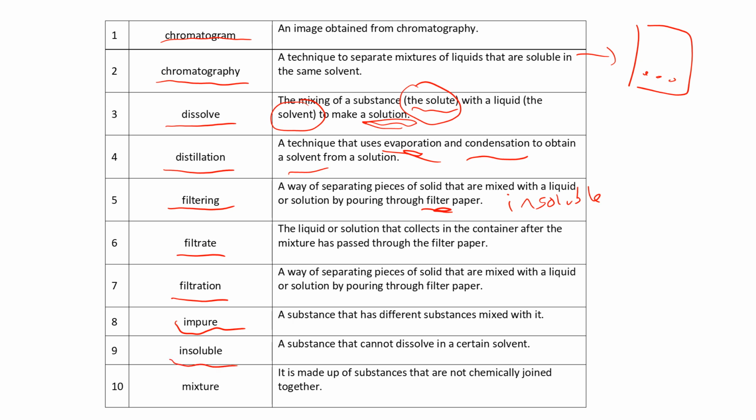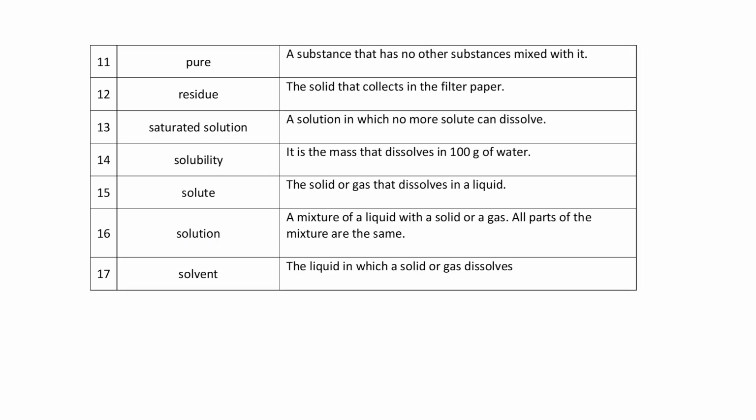It is a mixture of substances that are not chemically joined together. So not chemically joined together is a mixture. A substance that has no other substances mixed in it, so if I've got sodium and it's just 100% sodium, it is pure. The solid that collects in the filter paper is the residue. So I've got my filter funnel, right, doesn't look anything like that at all, it looks like a Y in fact, right? So what I do is I pour my liquid in there, and the stuff that appears in here or stays in there is my residue.